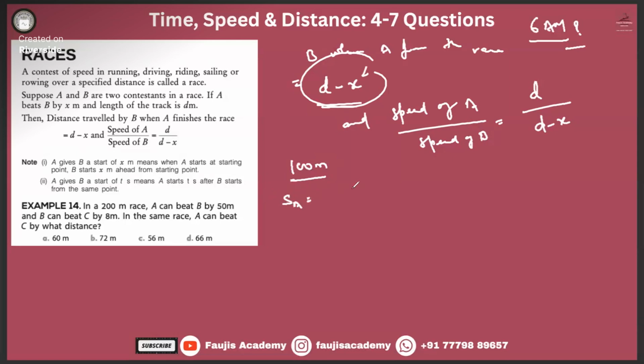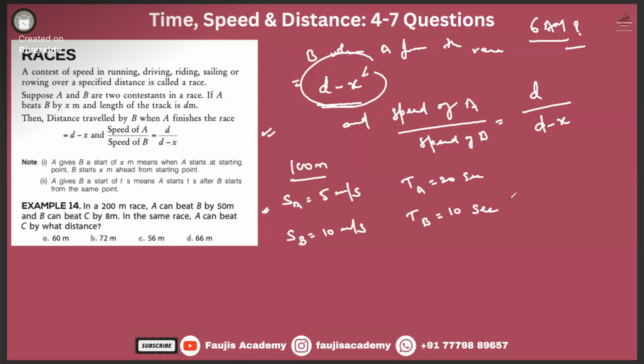Speed of A is 5 meters per second. Let's say that. Speed of B is 10 meters per second. It's completely different from the question they have given over here. We're just trying to prove this formula using some numbers. So obviously, time of A will be 20 seconds and time of B will be 10 seconds. Right, guys? So far, so good.